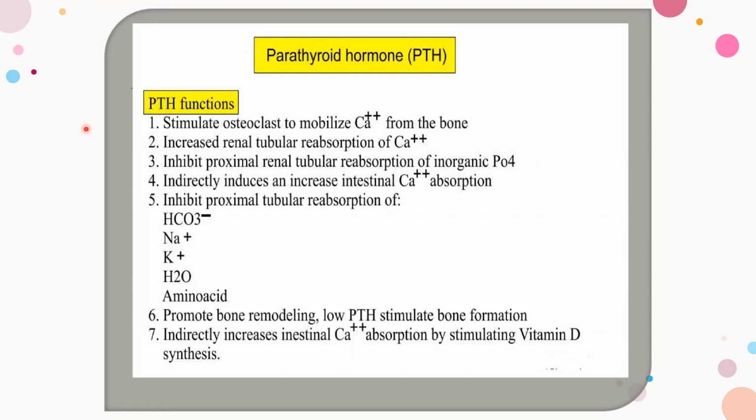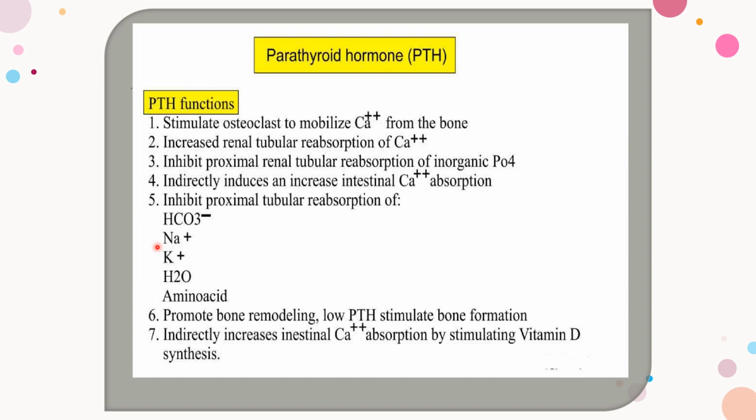So these are the more detailed functions of parathyroid hormone. It stimulates osteoclasts to mobilize calcium from the bone, and it helps in increased renal tubular reabsorption of calcium, and it inhibits the proximal renal tubular reabsorption of inorganic phosphate, and it indirectly induces an increase in intestinal calcium absorption, and it inhibits the proximal tubular reabsorption of bicarbonate, sodium, potassium, water, and amino acids.